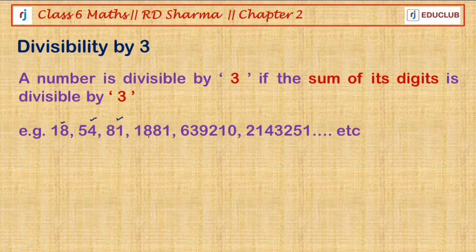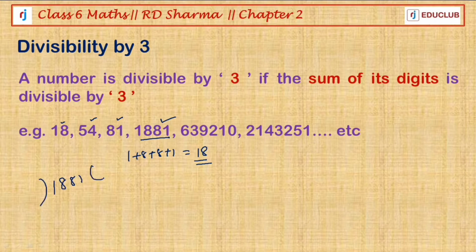Let us check this number, 1881. Let us check the sum of the digits. This is 1 plus 8 plus 8 plus 1. 8 plus 1 is 9, plus 8 is 17, plus 1 is 18. 18 is divisible by 3, so we can say this number is divisible by 3. The sum of the digits is divisible by 3. Let us check it practically also.